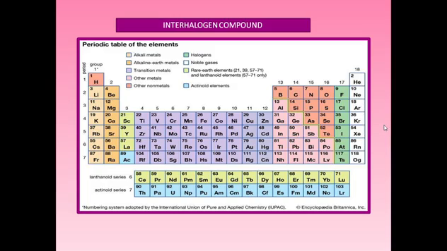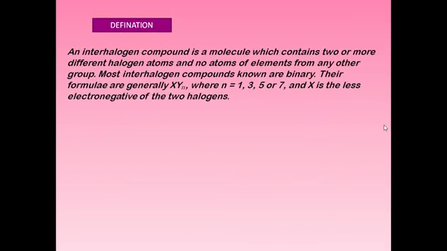Means they react among themselves. So that's why they are called interhalogen compounds. So how will you define an interhalogen compound? See here, an interhalogen compound is a molecule which contains two or more different halogen atoms. Okay, means fluorine and chlorine, or fluorine and bromine. There should be some electronegativity difference between them, and they are represented by the general formula XYn, where Y is the more electronegative element. Which is the most electronegative element? Generally fluorine. What comes before fluorine? That is chlorine, and these are the less electronegative elements amongst the halogens.